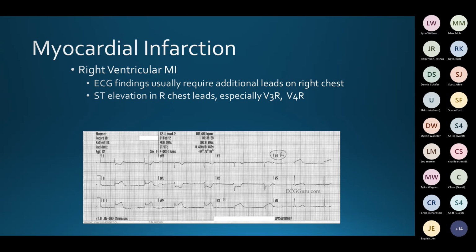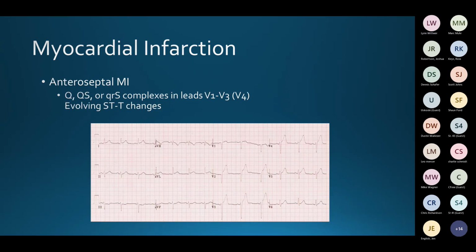Turn that off. Now, an anteroseptal MI, you can see here in leads V1, V2, elevation, V3, V4. And there's a little suggestion of ST elevation in AVL, which means it's probably a little lateral involvement as well.